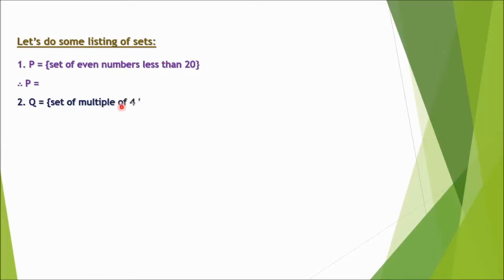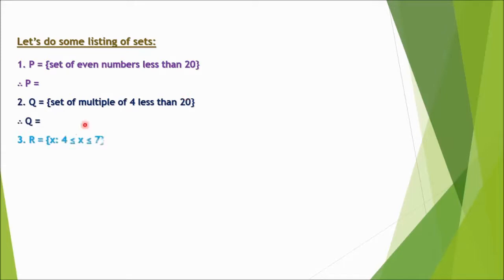Okay, let's see the question. Set of multiples of 4 less than 20. Multiples of 4 means 4 ones are 4, 4 twos are 8, 4 threes are 12. In that way, that's the multiple, isn't it? So less than 20. 20 is also a multiple of 4, but we are not allowed to include 20 as it is defined as less than 20.